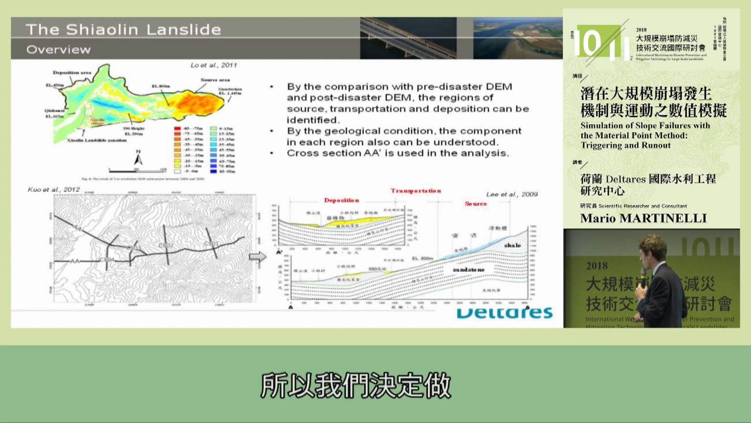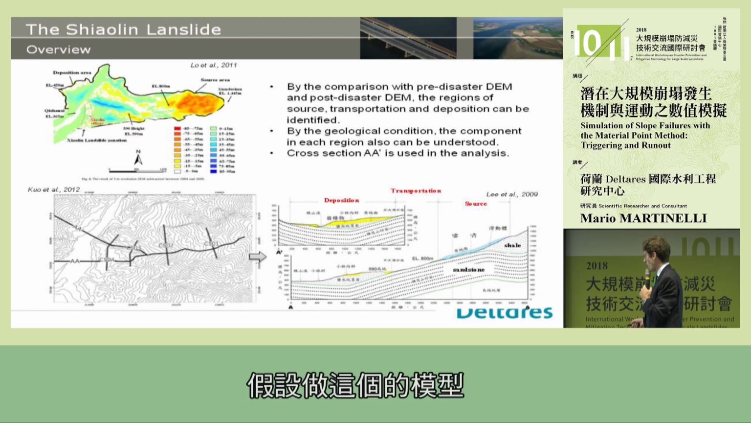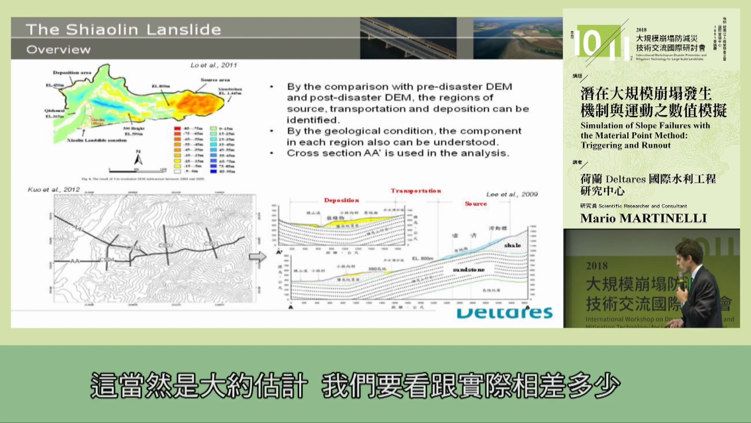So what we decided to do is that, okay, we started very basic, very simple. We tried to use a 2D approach, modeling this cross-section, moving from this part to this side. Of course, this is an approximation. We have to see how much it differs from reality.